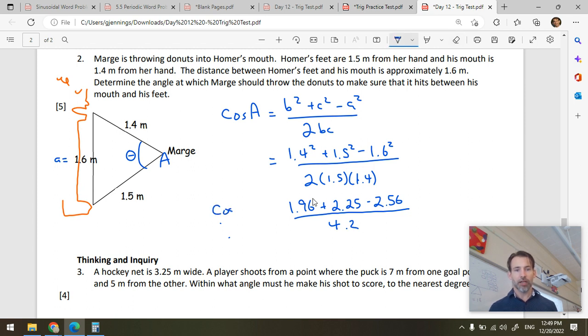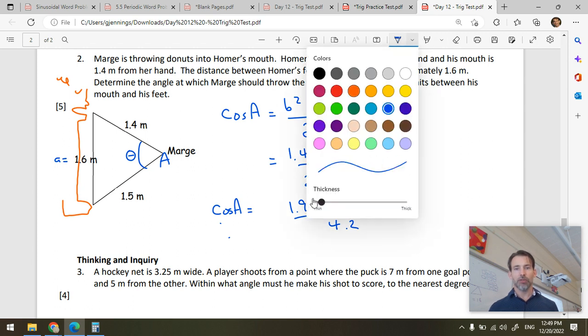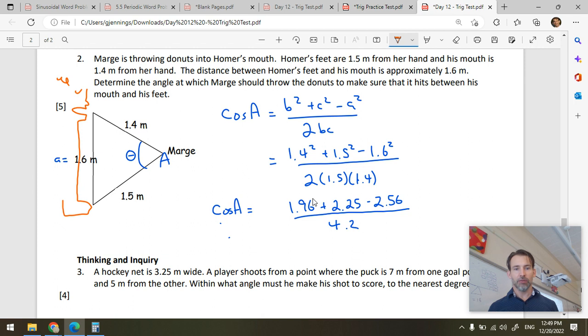So if cosine of A is equal to all that, then I can use my inverse operations pen here and take the inverse cosine of all that. Cos inverse of all this is going to give me A. That's the inverse operation to isolate your angle and get it away from the cosine. So let's go ahead and evaluate that.